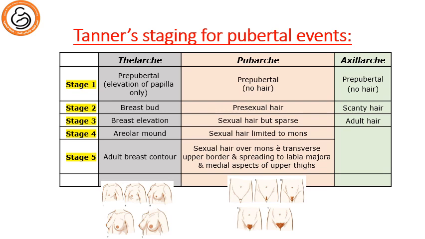For pubarche, we have the prepubertal stage with no hair, then pre-sexual hair, scanty and thin hair, then sexual hair but sparse for stage 3, sexual hair limited to the mons, and then sexual hair covering the mons with a transverse upper border, differentiating it from the male type with the triangle with the apex toward the umbilicus and spreading to the labia majora and medial aspects of the upper thigh. For the axillarche, which means the appearance of axillary hair, we have the prepubertal with no hair, then stage 2 with scanty hair, and finally the adult form.